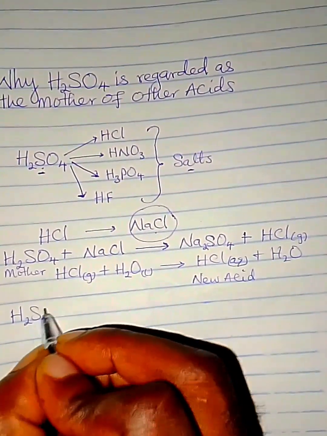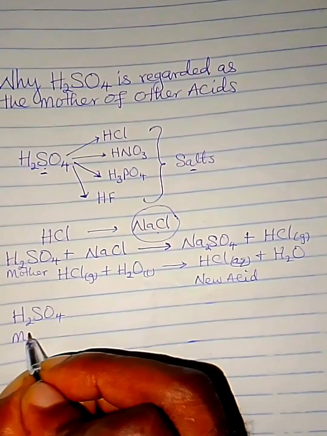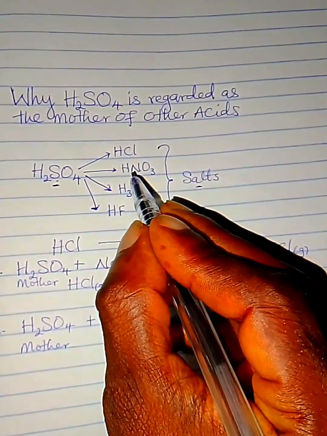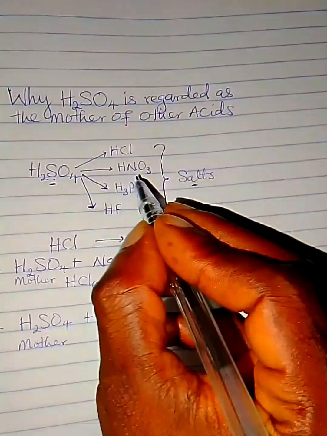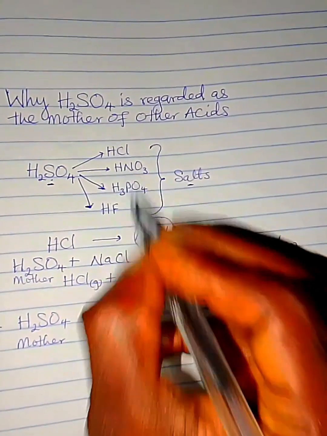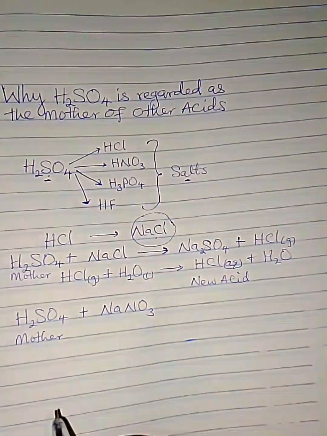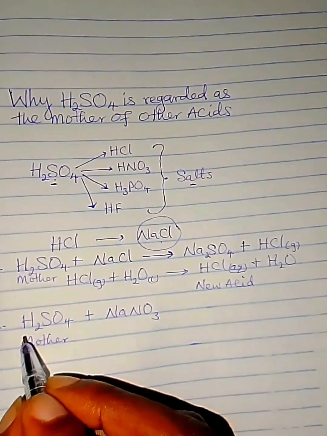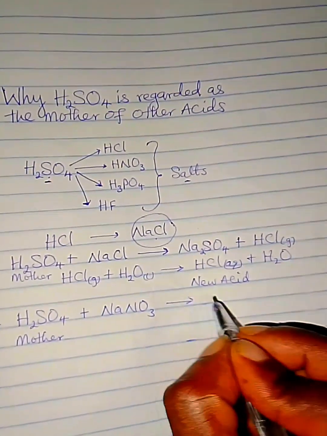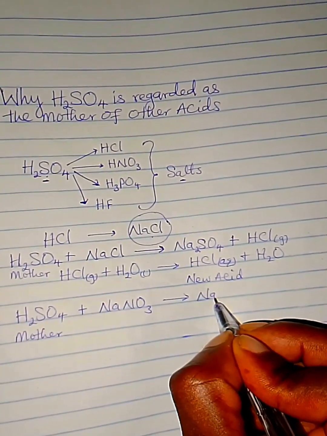Let's take another instance. Take the mother acid tetraoxosulphate 6 acid and take the salt of trioxonitrate 5 acid, like sodium trioxonitrate 5. In this salt, sodium ion will displace hydrogen ion in the mother acid to yield a new salt, which is sodium tetraoxosulphate 6.